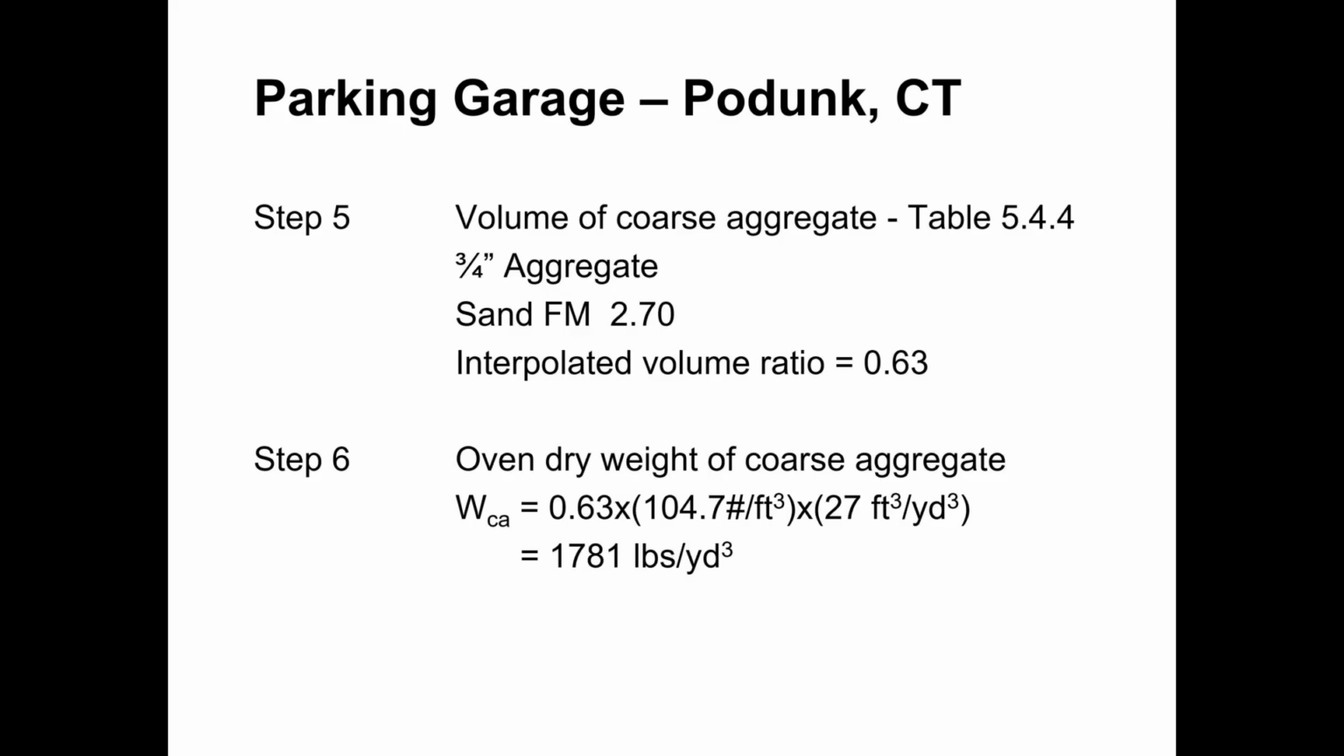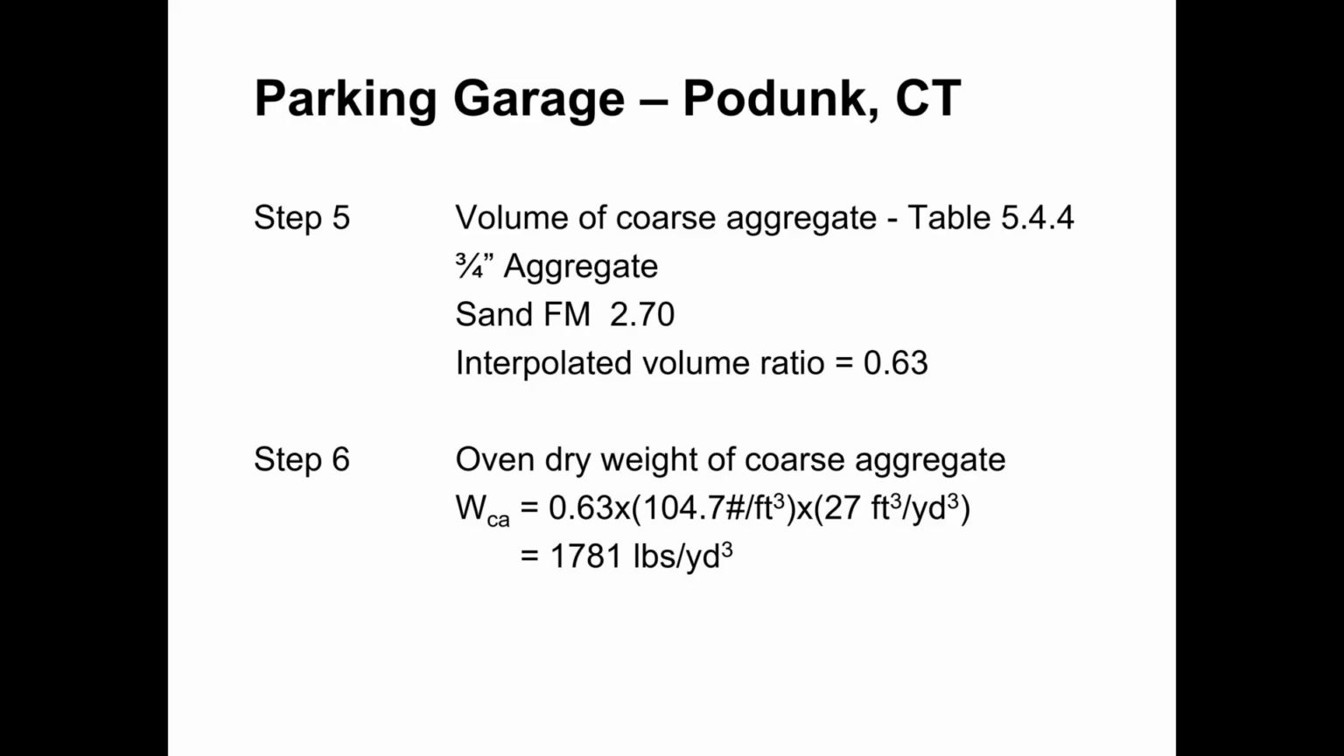So we need to convert that to an actual weight of coarse aggregate, and we do that by multiplying the volume ratio by the dry rodded weight of the aggregate. So 0.63 times 104.7 pounds per cubic foot gives us the amount of aggregate we need per cubic foot, and we multiply that by 27 to get the amount of aggregate we need for a cubic yard. That gives us a total aggregate weight of 1,781 pounds per cubic yard. Okay, so at this point, we have our water weight, our cement weight, and now our coarse aggregate weight.